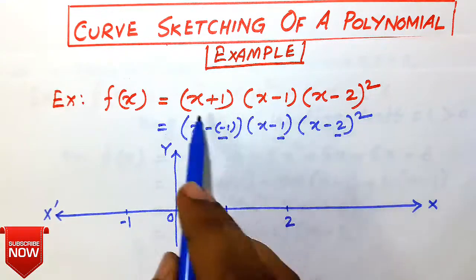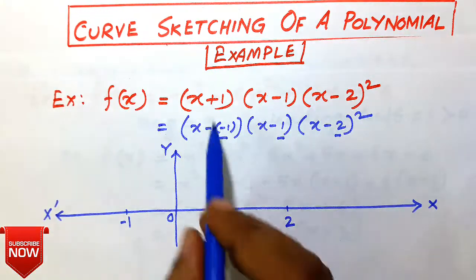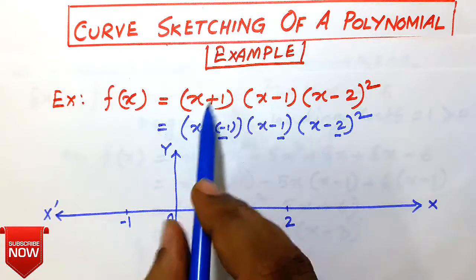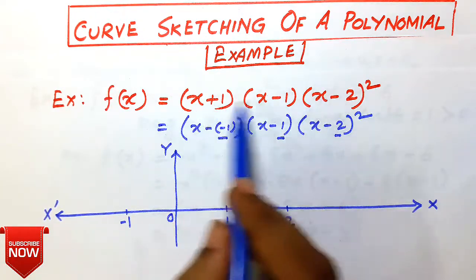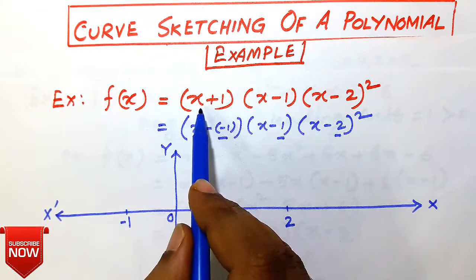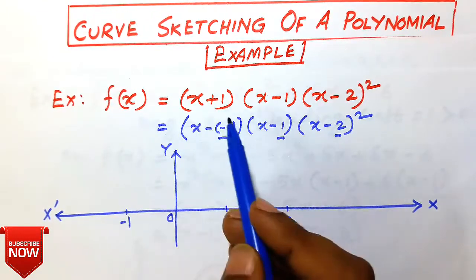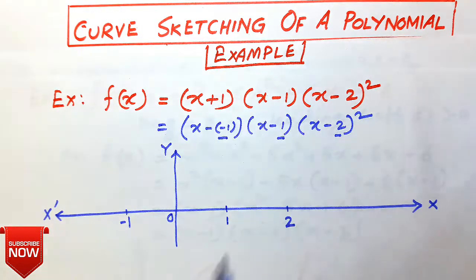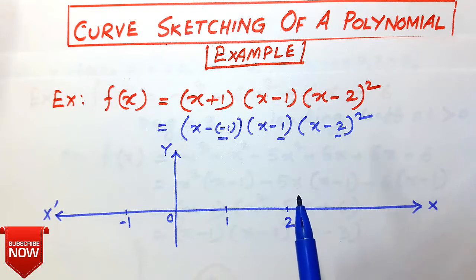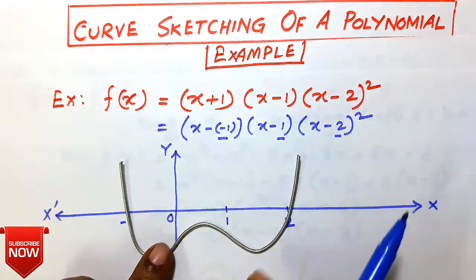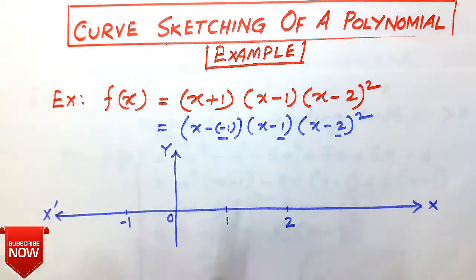Actually this is a polynomial. You just multiply, you will find a polynomial of degree 4. Leading coefficient is positive, because if you multiply all these factors, you will find the leading coefficient is equal to 1. 1 is greater than 0. For this, the rough sketch of this curve will have the ends in this direction, on the upward direction.